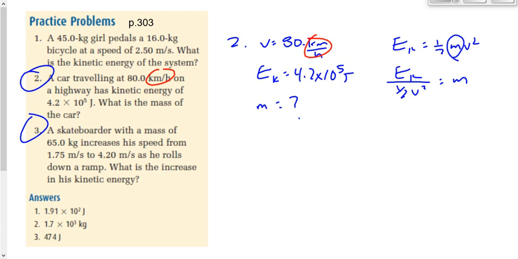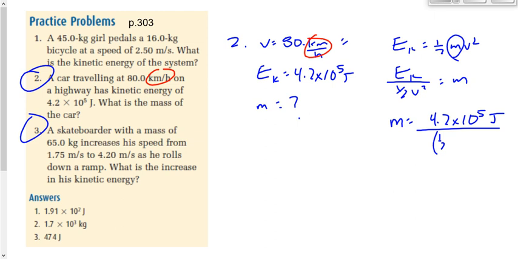Some people like to try to square root this because we see a square for the v. The only time you're going to square root this is if you're solving for v. You don't need to square root something if you don't need to get rid of the square. And if we're not solving for v, then we don't need to get rid of the square. So this is the rearranged form of it. m is equal to 4.2 times 10 to the 5 joules divided by 1/2 of v squared.